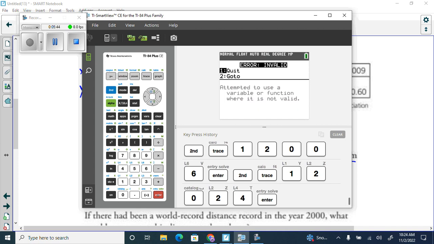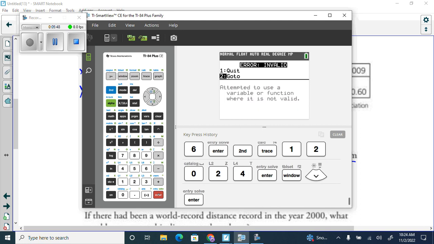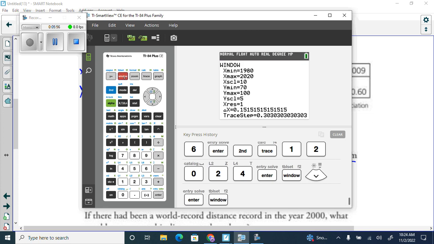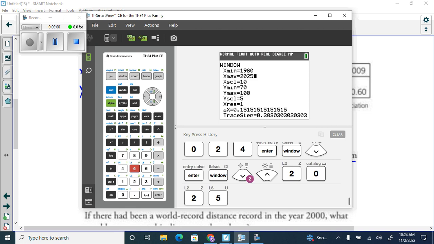Okay, so we go to window. If you said go to, it gives you the error. The error is not really 2024. The window is the error. I have 2020, so I need to go to like 2025, then it'll fit in there.